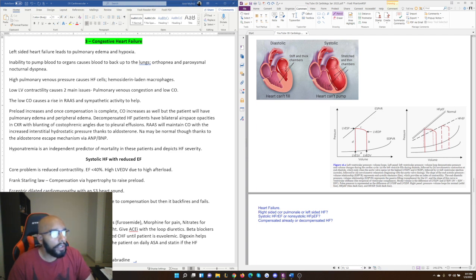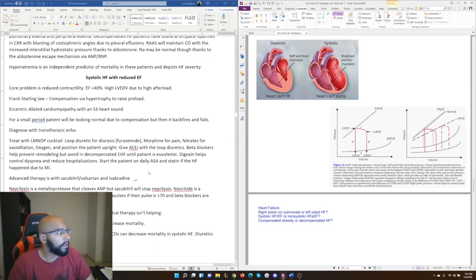Here, the chambers are so stretched and thin that they're unable to contract anymore, right? They lost their muscular ability to really contract. So it's full of blood, but the blood is never really going to get pumped out very well into the aorta, right? So those are your two different types of heart failure that you can get. It really depends on what's happening.